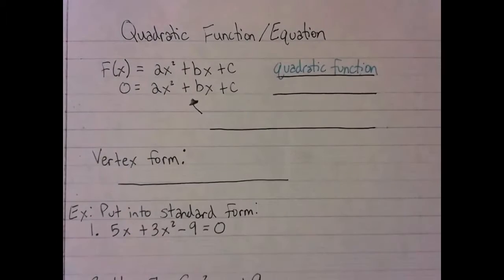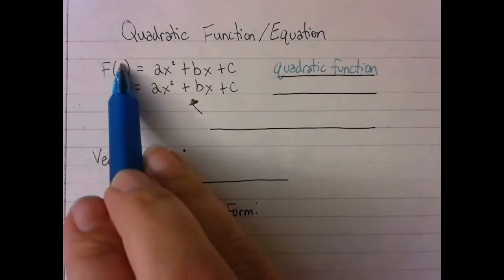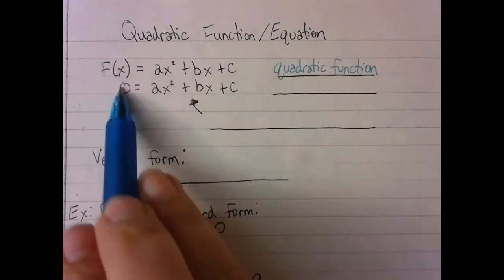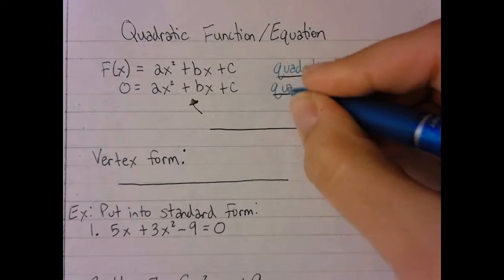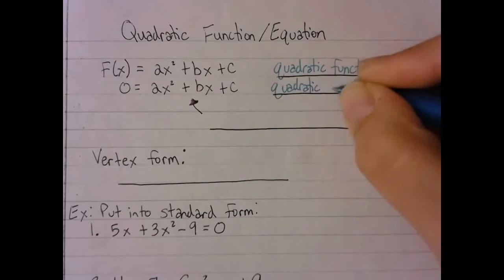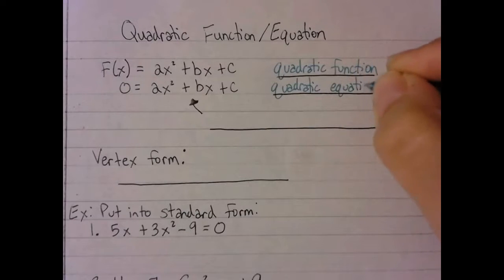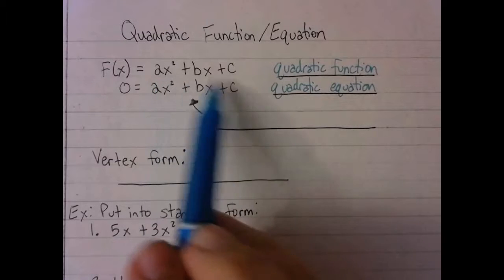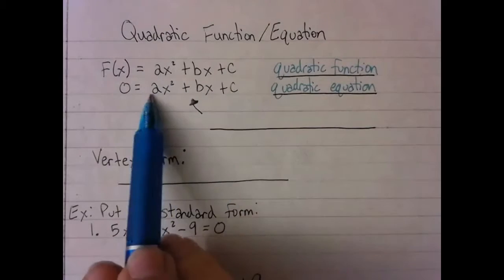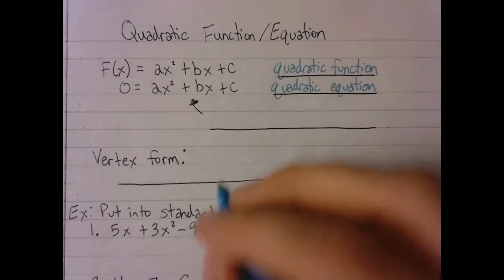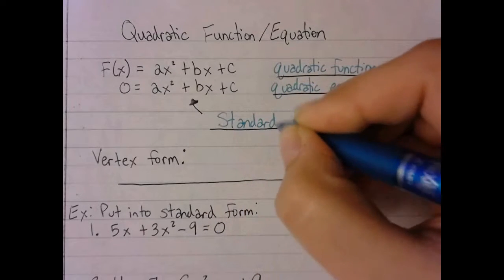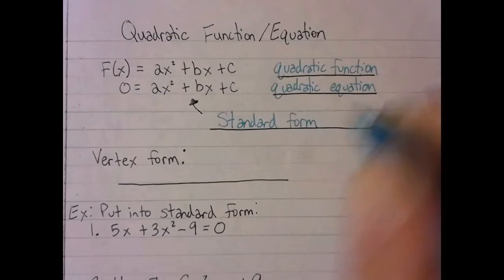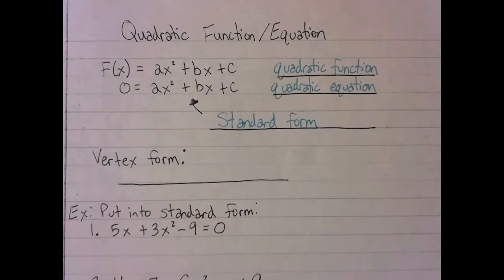of 2. All right, if we set that y equal to 0, so we're just changing the f of x or the y to 0, we call that a quadratic equation. And please notice both ways, whether you're talking about the quadratic function or quadratic equation, notice they're in standard form. So both are standard form.